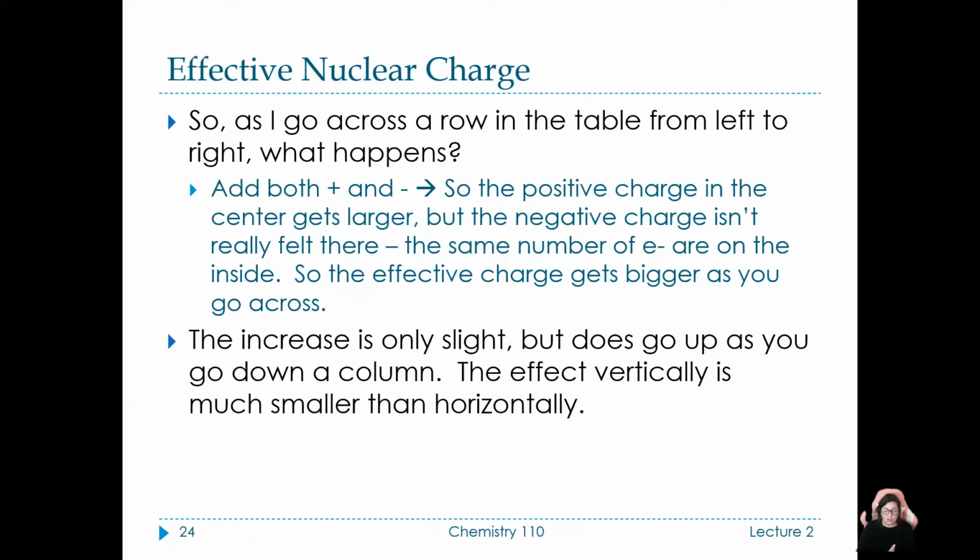It looks bigger because we're still talking about the same number of electrons surrounding it for the most part. Remember that as we get really far out, they're very spread out, and so it doesn't really see it the same way. Now the increase is only slight, but it does go up as you go down a column. The effect vertically is much smaller than horizontal. So effective nuclear charge goes up as we go from left to right, and it goes up as we go from top to bottom. Okay?